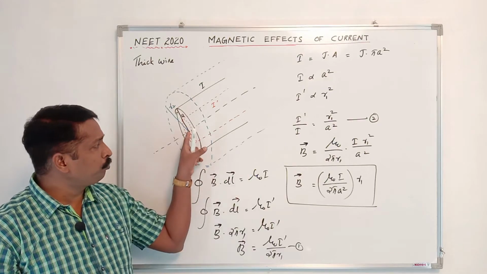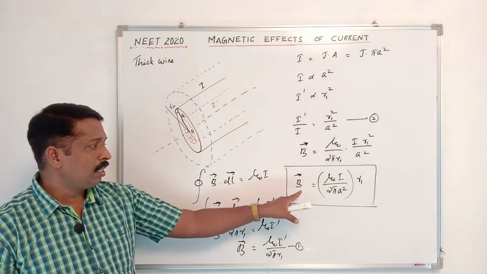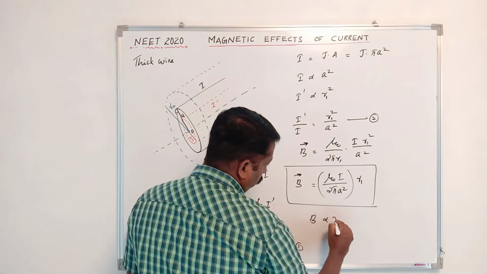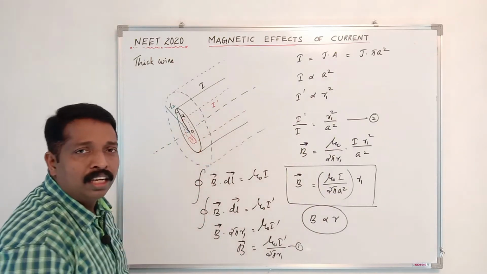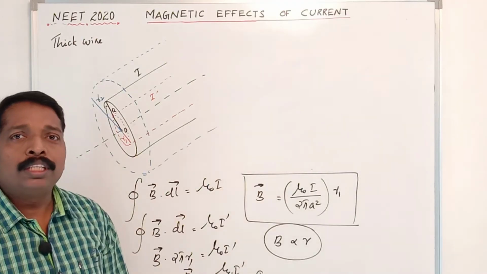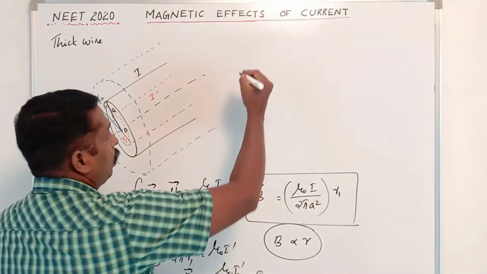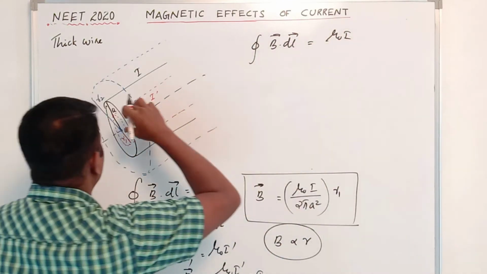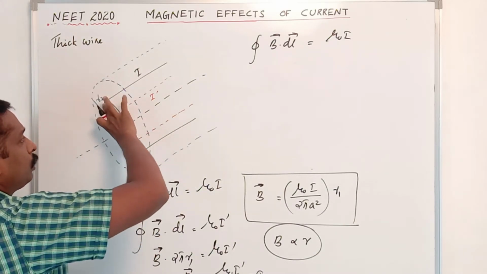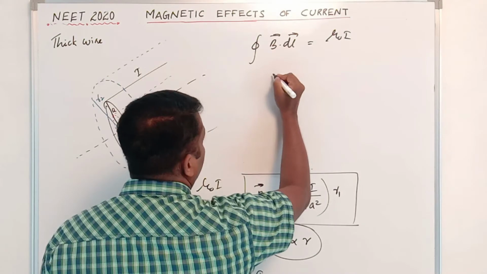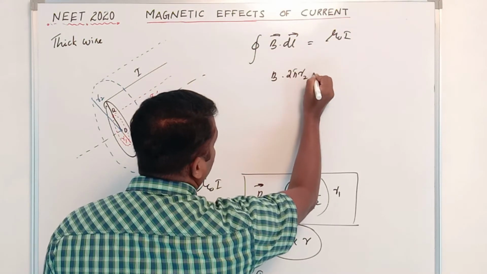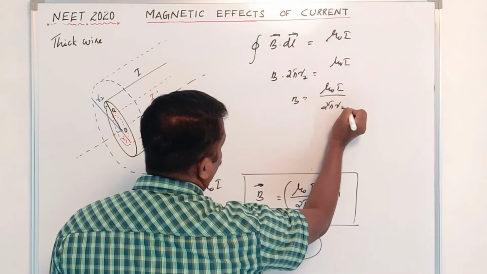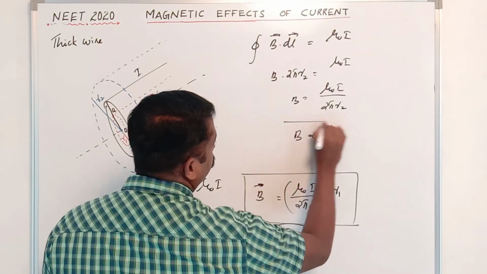So as we move from center O to the surface of the conductor, B is directly proportional to R. This is very important. Inside the conductor, B is directly proportional to R. Then what is the magnetic field outside the conductor? Closed integral B dot dl is equal to mu 0 I, due to the outer Amperean loop and the current flowing in the actual conductor, so B into 2 pi R2 is equal to mu 0 I. So B is equal to mu 0 I by 2 pi R2.